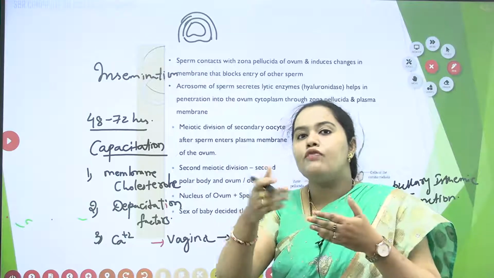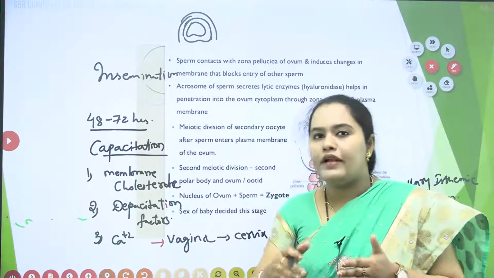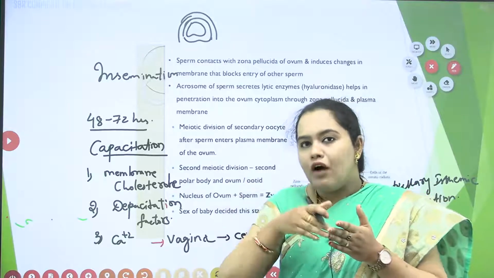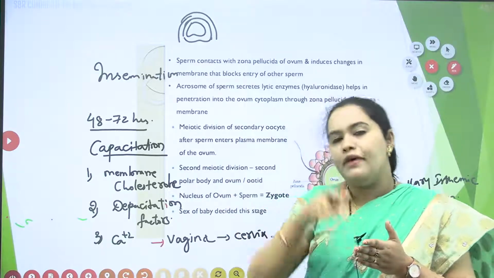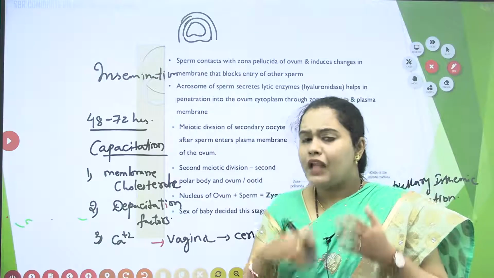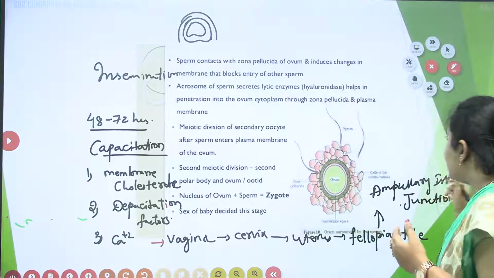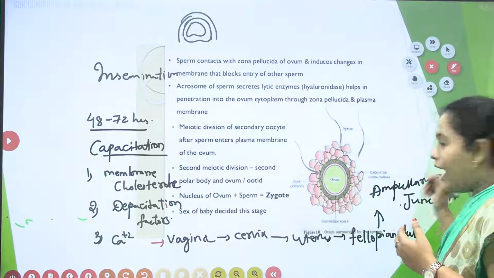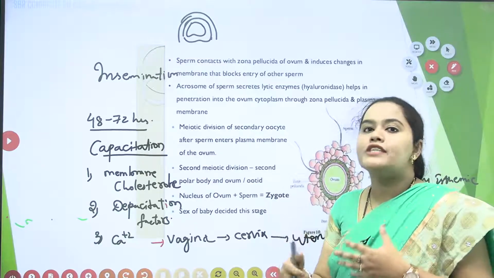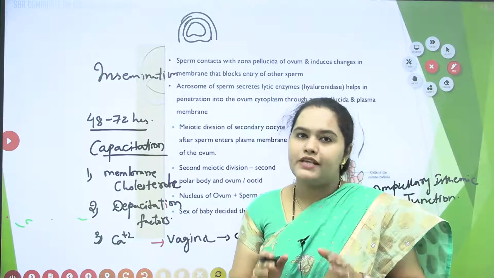Then the movement of ova will be there because of the ciliated columnar cells present in the oviduct. These ciliated cells push the ova from the infundibulum towards the ampulla. After reaching the ampulla, the ova also reaches this ampullary isthmic junction. At that time, if sperm is there, then fertilization will take place. If there is no sperm, there won't be any fertilization.